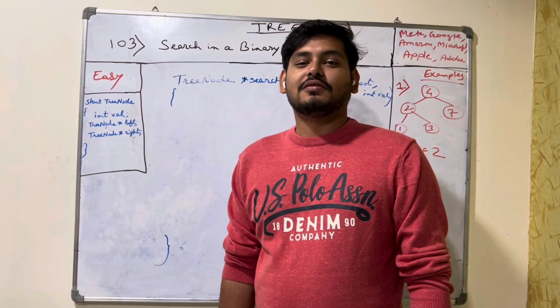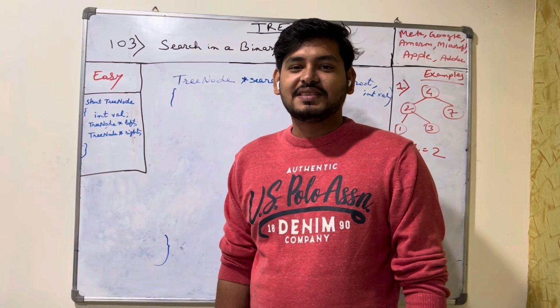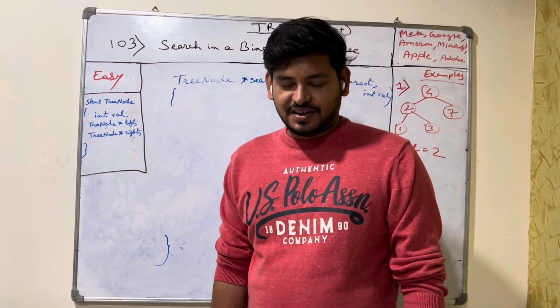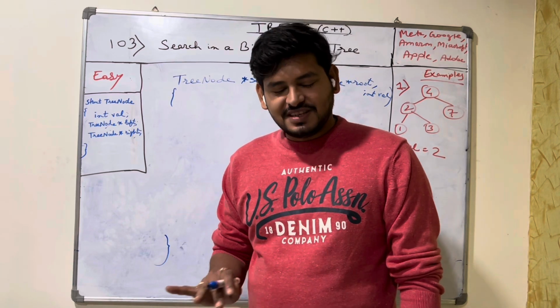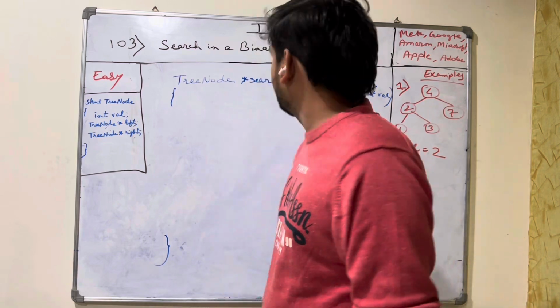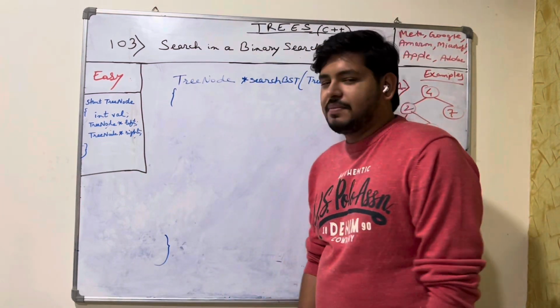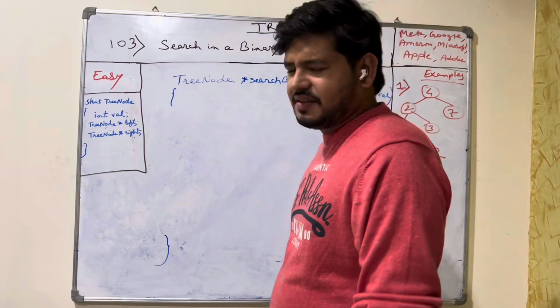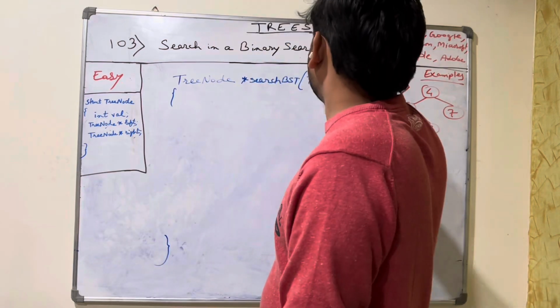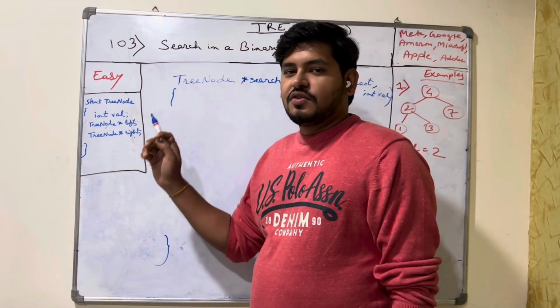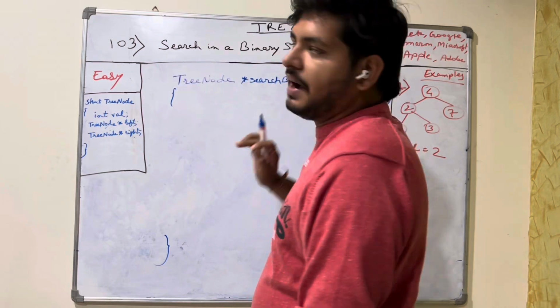Today we are going to solve the 103rd question of the problem solving series and the 13th question of the topic tree. The difficulty level for this question is easy and this question has been asked in Meta, Google, Amazon, Microsoft, Apple, Adobe and many other companies. This is a very simple question. You must know what is binary search tree. So we need to search the element in a binary search tree.